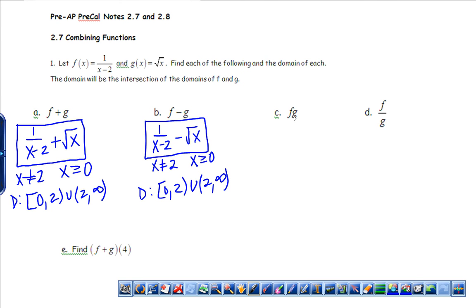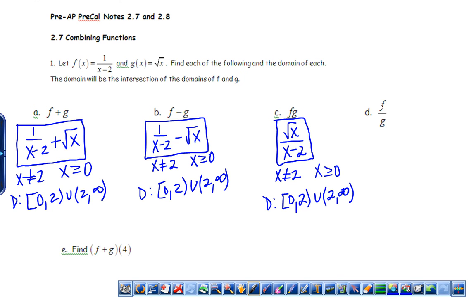Right here, this means I'm going to multiply. So if I multiply, I get the square root of x over x minus 2. Okay, because this is on the bottom, x still cannot equal 2. I still need to worry about this function right here because I've got a square root, so x still cannot equal 0. It looks like my domain is still staying the same.